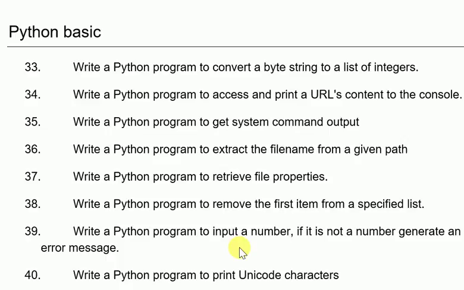We are doing Python basic programs. We already completed 36 exercises. Now we are going to do the Python program of exercise 37. We'll go for the class. Write a Python program to retrieve file properties.